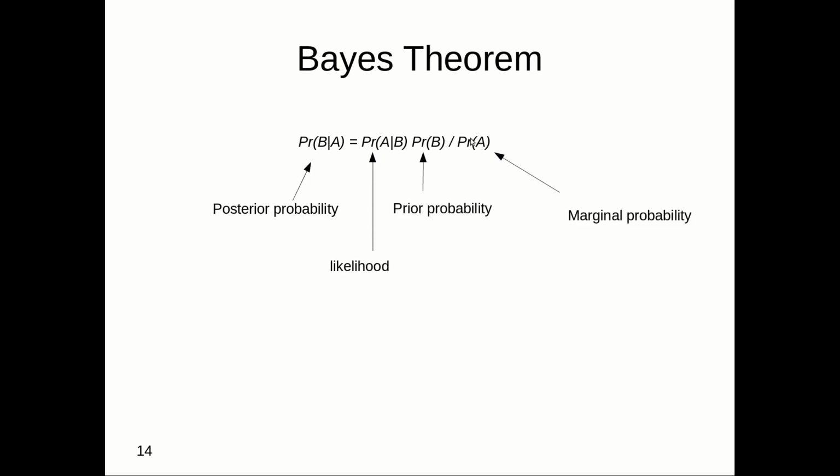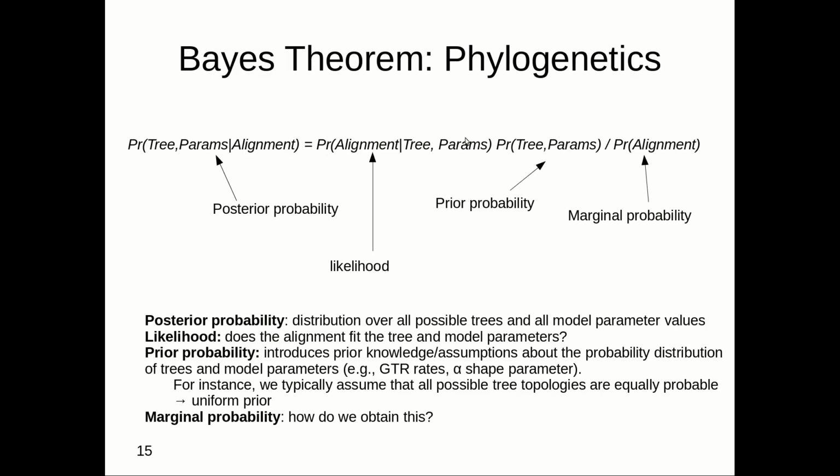Okay, and so we call those components, this one here is the posterior probability, this one here is the likelihood, then this one here, the prior probability of the parameters we're interested in, like the trees, the parameters, this is the prior probability distribution, and then finally the marginal probability is just the marginal probability, again in phylogenetics, of our alignment.